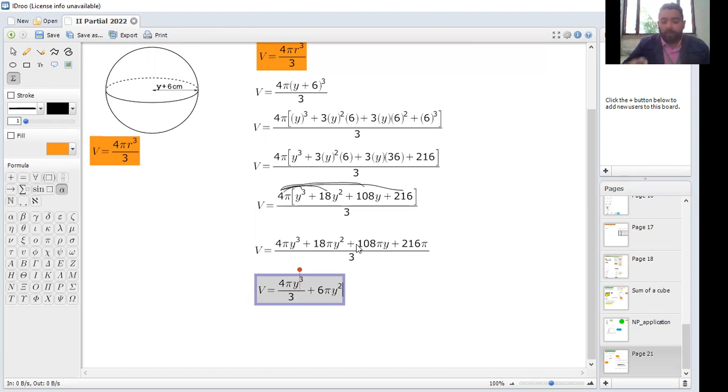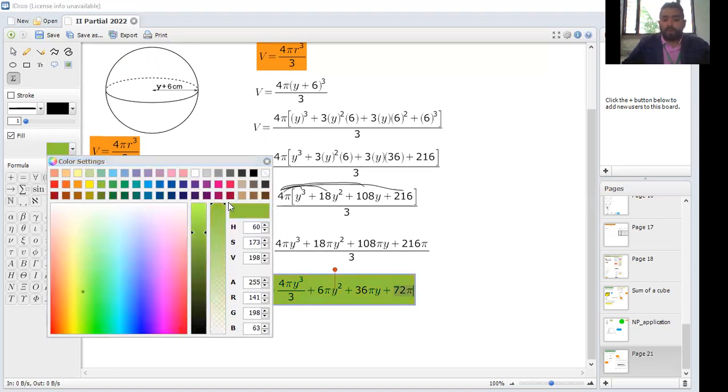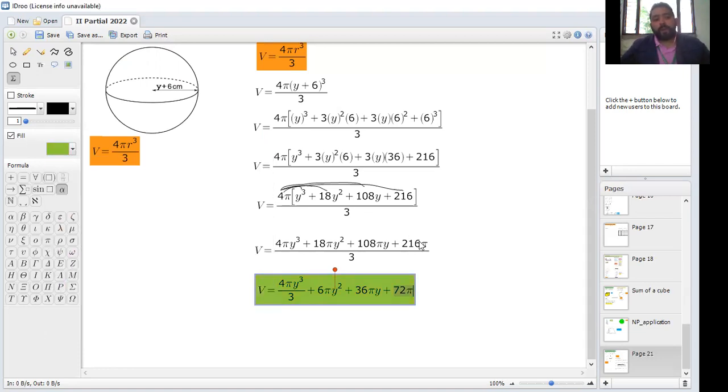So you are going to divide 108 by 3, and we are going to have 36 pi y, just y, pi y, plus we divide 216 by 3. 216 divided by 3 is 72 pi. And this is the way that you can express the volume of a sphere in terms of pi and using variables and the value for pi.